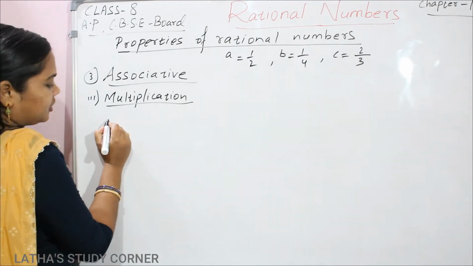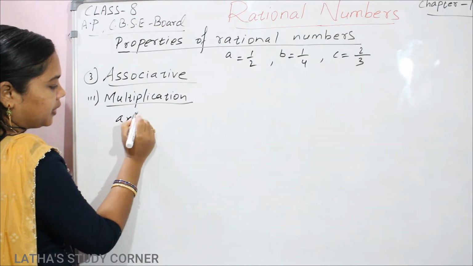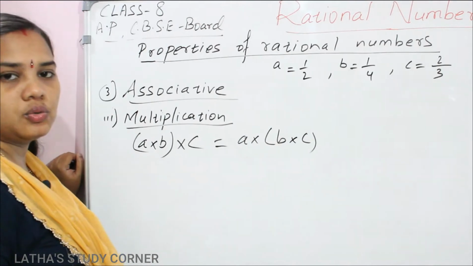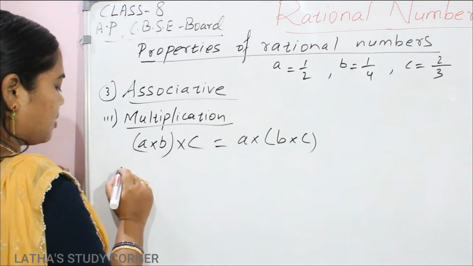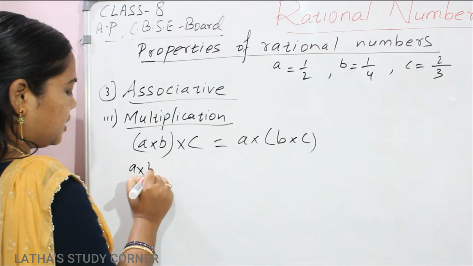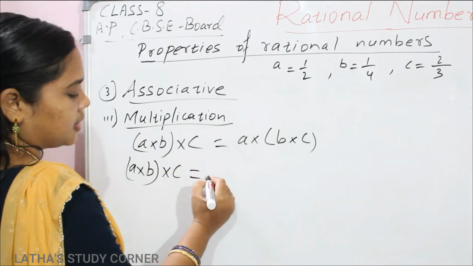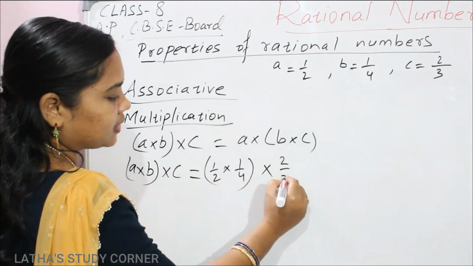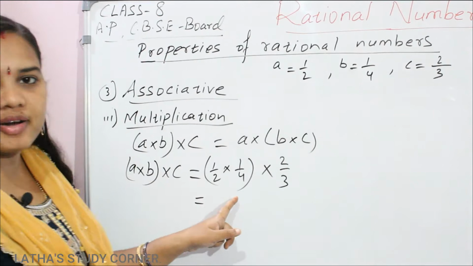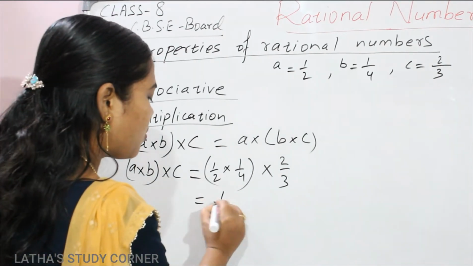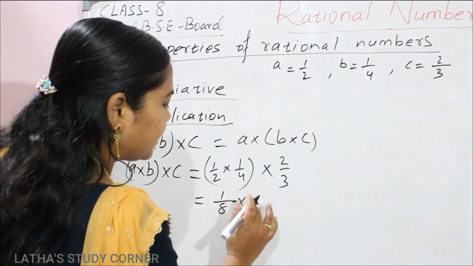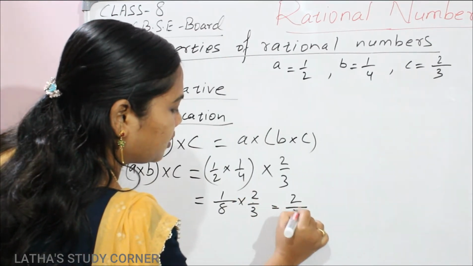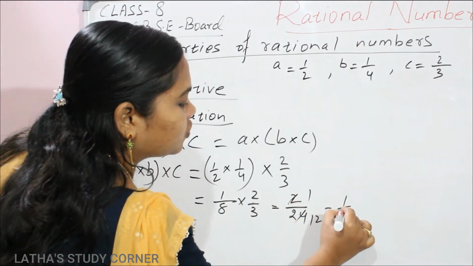So when it will be true? When (A into B) into C will come equal to A into (B into C). So let's check (A into B) into C, that is 1 by 2 into 1 by 4, into 2 by 3. So first we have to find the product of 1 by 2 into 1 by 4. So it's 1 by 8 into 2 by 3, 2 by 24, that is 1 by 12.